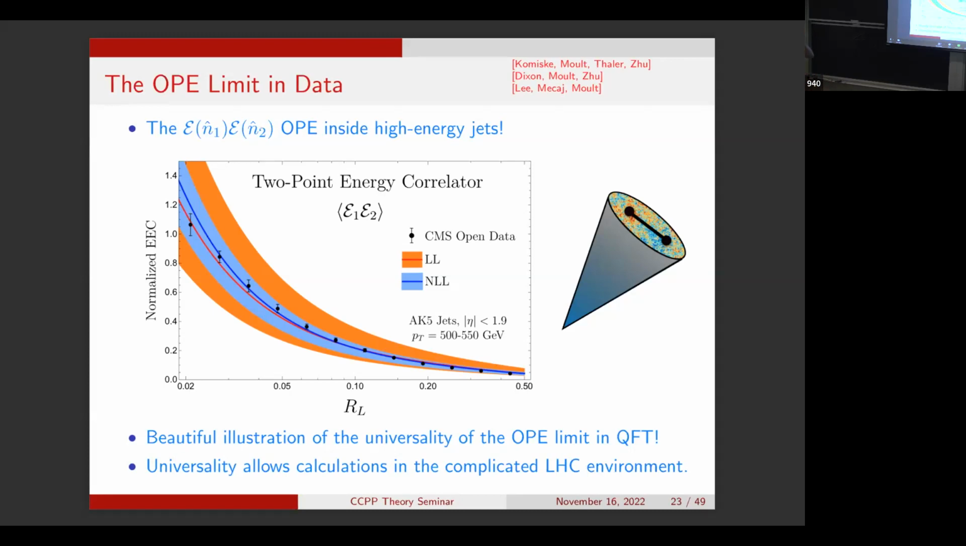And so the thing which is very nice to me is that this is a very nice illustration of the universality of the OPE limit in quantum field theory. So in these LHC events, you have all this stuff going everywhere. But if you look at this very specific question, you get a perfect agreement between the real data, where there's been nothing done to it, and the predictions from this OPE expansion. And so because of this universality, it really allows one to do a lot of new calculations in this very complicated LHC environment without having to describe all the extra garbage that's going on.